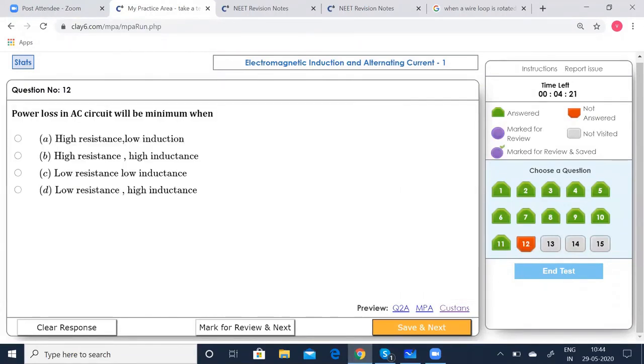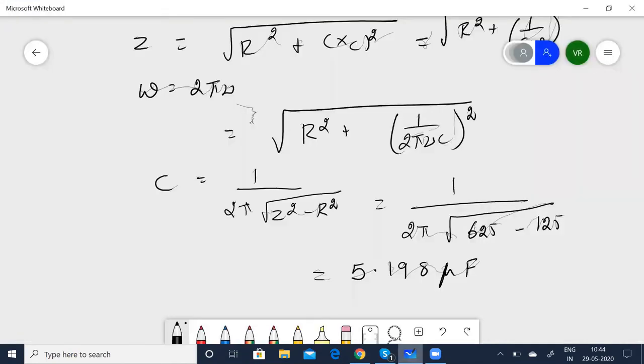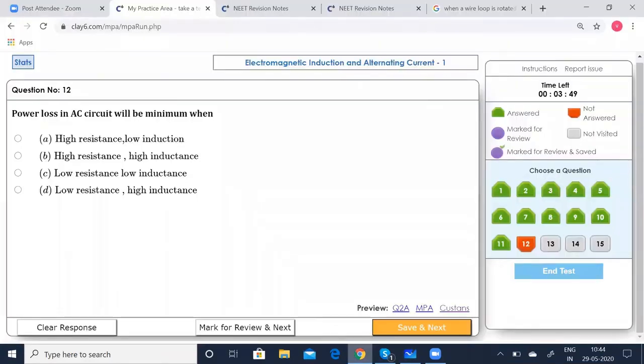Power loss in AC circuit will be minimum when: high resistance, low inductance; high resistance, high inductance; low resistance, low inductance; low resistance, high inductance. Now, power is directly proportional to R by L. Okay, P is proportional to R by L. That means P will be minimum when L will be maximum. But P and R are directly proportional. So L maximum and R minimum. So you can see, option D is correct.